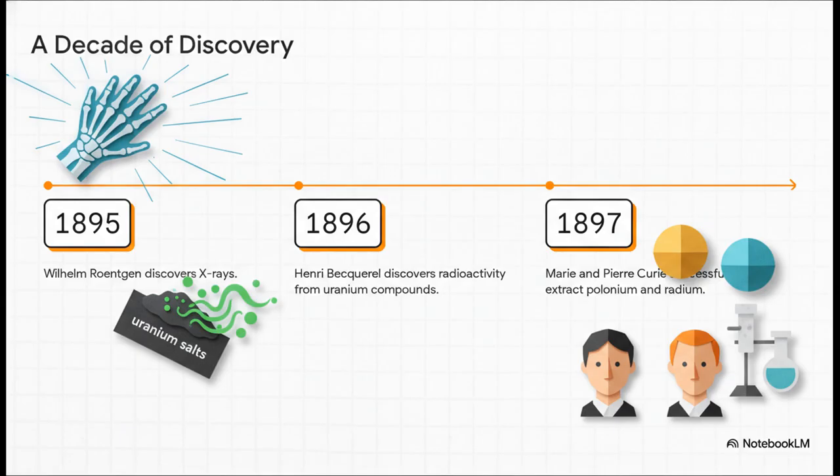Boom. 1 year later, Henri Becquerel is working with some uranium compounds and finds they leave a mark on a photoplate even when it's wrapped up in the dark. He knew something weird was going on. Then comes the power couple, Marie and Pierre Curie. They take Becquerel's discovery and run with it, isolating not one, but two new super radioactive elements, polonium and radium. Can you imagine? What a time to be a scientist.